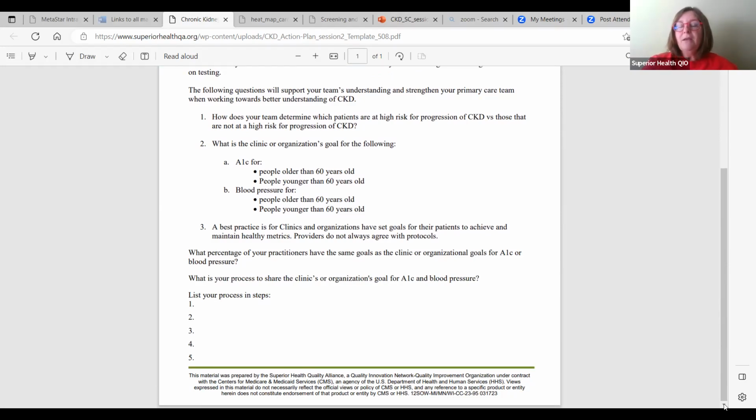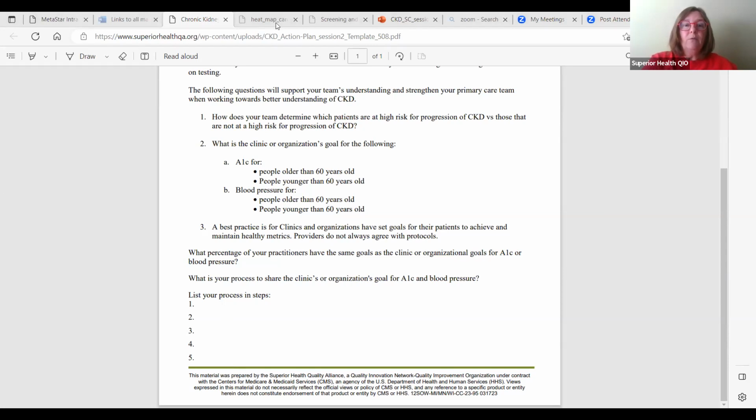And then there's a question, hopefully it isn't coming across too pushy, but you all know that each of your providers in your organizations, and also if you're here as another organization supporting providers and clinics, you know that not everybody does the same thing across the board and that organizations set protocols. So at least consider question number 3, what are you doing about it? And then also map out your process steps to help those providers or your organization work on goals for A1C and blood pressure.